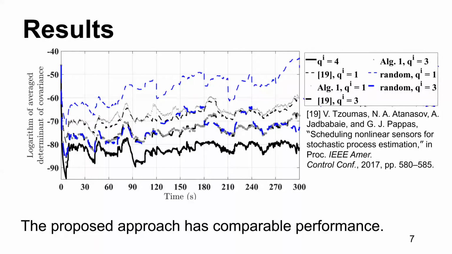Our method has a comparable performance to the solution of 19 for both cases of Qi equal to 1 and Qi equal to 3. However, we recall that our algorithm does not require any inter-robot communication at the scheduling stage, as opposed to the method of 19, which requires all-to-all communication. The figure also shows that the random selection delivers an inferior performance, especially in the case of Qi equal to 1. So it's even more important to solve the optimization problem when there is a limited number of resources for measurements.